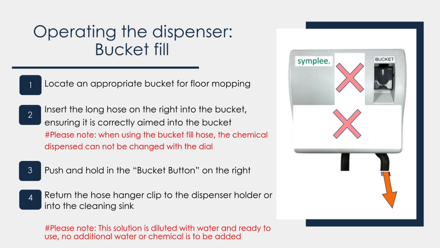Once the hose is located in the bucket, push and hold the bucket button on the right. When it is filled to the desired level, cease pressing this button. Return the hose hanger clip to the dispenser holder or into the cleaning sink once completed. Once again, please note, this solution is already diluted with water and ready to use. No additional water or chemicals should be added to the bucket.